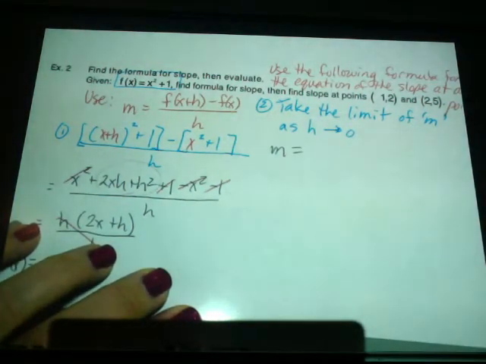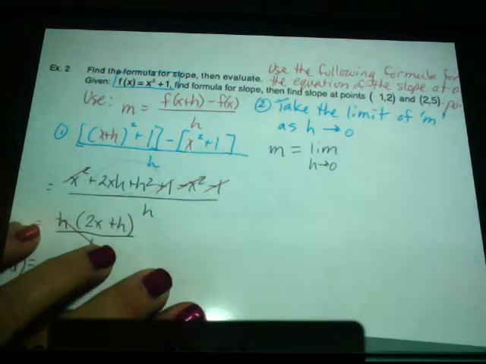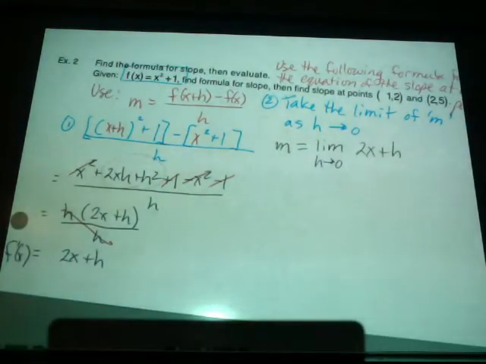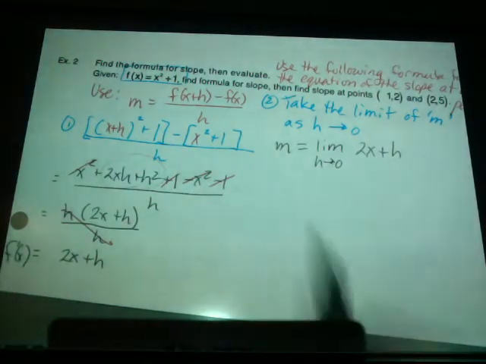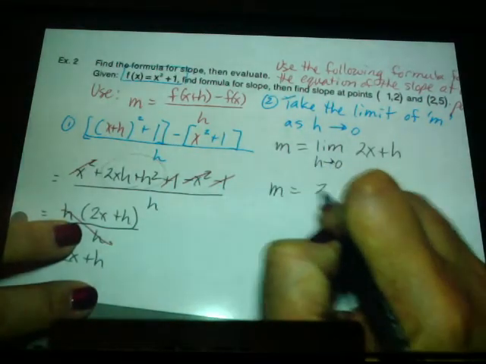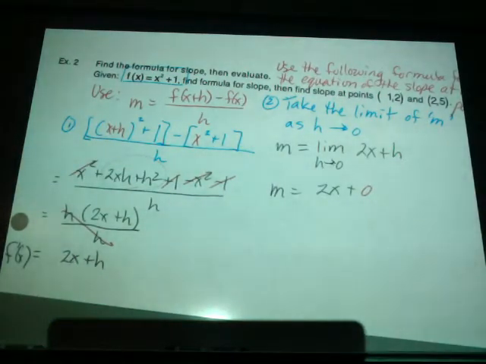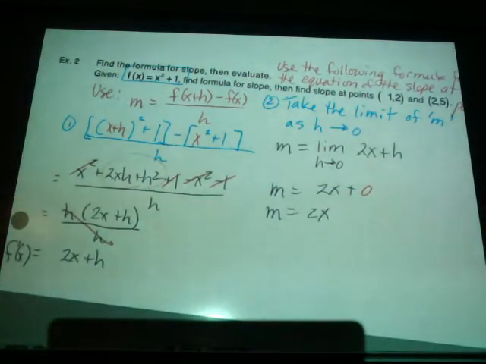So m equals the limit as h approaches 0. And then our function is what we came up with, 2x plus h. What do you do with that? Plug in 0 for h, right? So we can just do direct substitution. So I've got m equals 2x plus 0, right? So doesn't m equal 2x? There's our slope formula. So in y equals mx plus b, m is 2x.